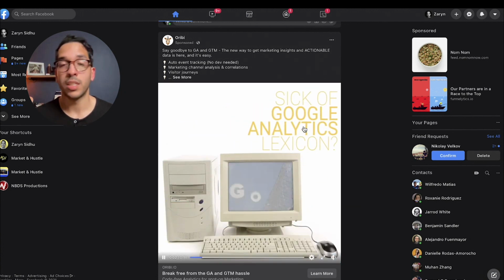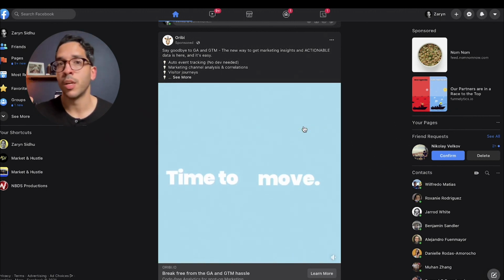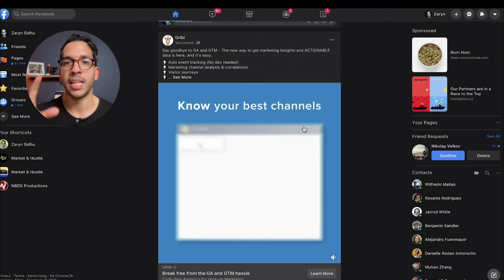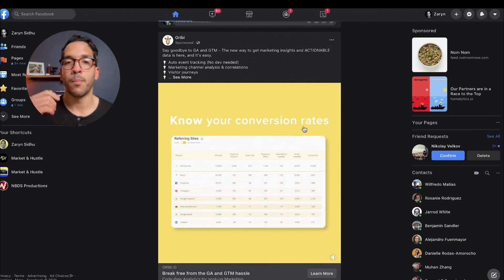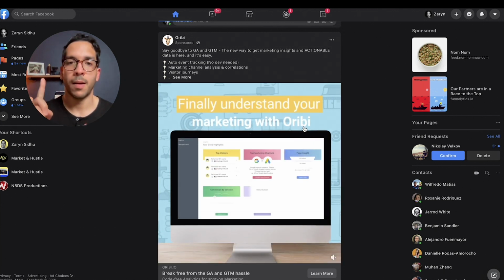But I think this is a really good example of the key elements we talked about, grabbing attention with motion and powerful visuals, problem identification, giving a call to action.